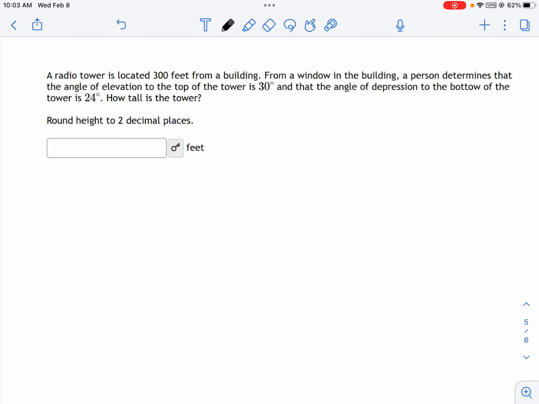Hello and welcome. So we have ourselves some right triangle trigonometry applications. Let's dive right into it.